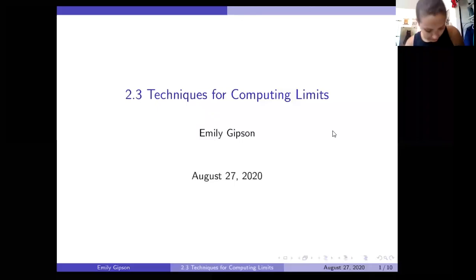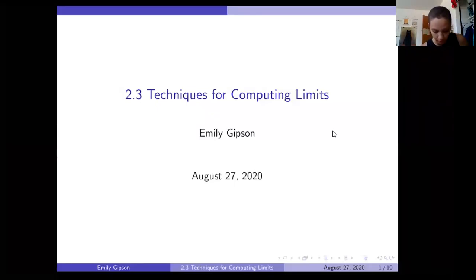Good afternoon, everybody. Today we're going to be talking about section 2.3, techniques for computing limits. So we saw earlier in section 2.2 that we can compute limits graphically and we can compute them using a table. But what are some other techniques for computing limits that might make our life a little bit easier? And that's what we're going to talk about today.